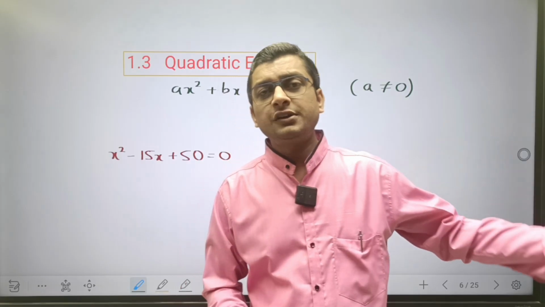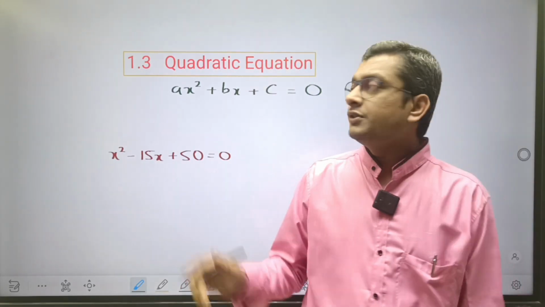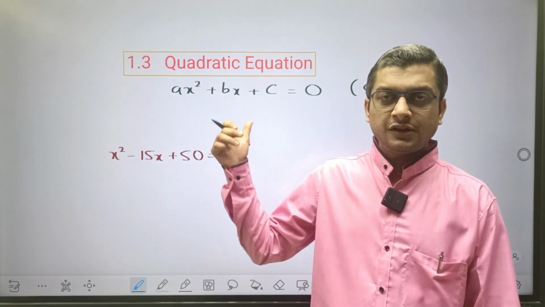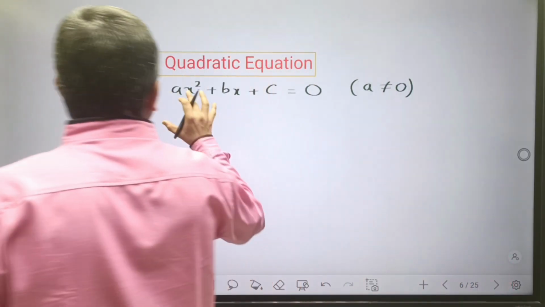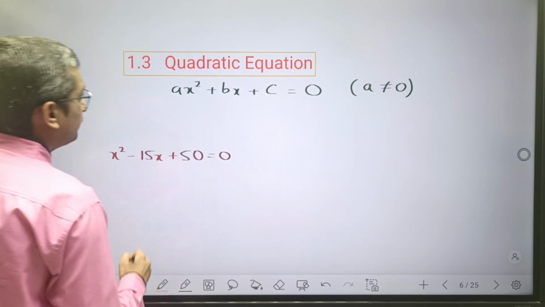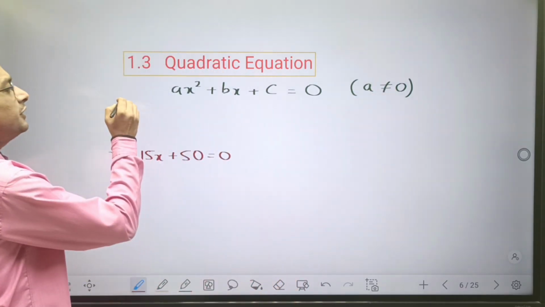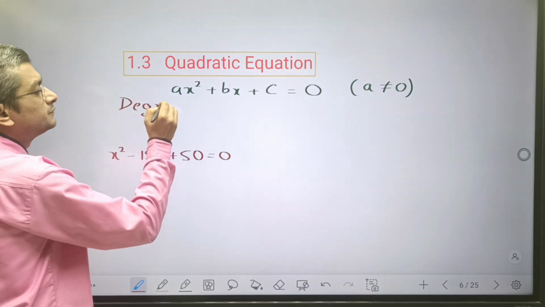The conditions which are given in physics numericals, if you convert them into an equation, will form an equation like this, and such an equation is known as a quadratic equation. The condition for any equation to be quadratic is that a must not equal 0 and the degree of the equation is equal to 2.